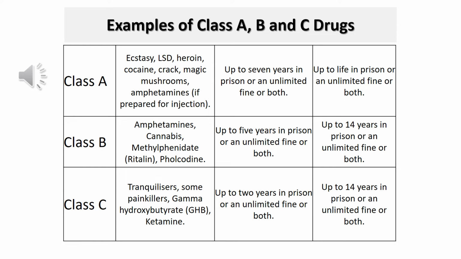Obviously, if you are caught selling these types of drugs, so if you go to the last column on the right hand side, that will be considered much more criminal and could be life in prison or up to 14 years in prison, depending on what class drug it is.